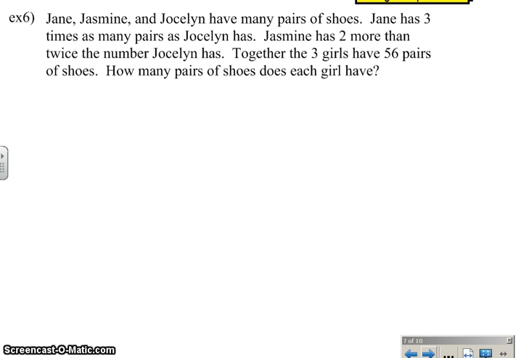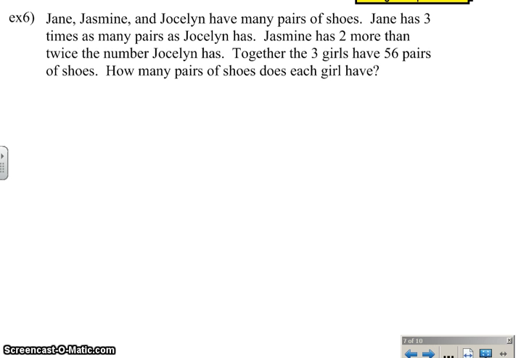Example 6, now we've got a word problem. All right, in the word problem here, we're told that Jane, Jasmine, and Jocelyn have many pairs of shoes. Jane has 3 times as many pairs as Jocelyn. Jasmine has 2 more than twice the number Jocelyn has. Together, the 3 girls have 56 pairs of shoes. How many pairs of shoes does each girl have? You're definitely going to want to keep in mind the 6 steps to solving word problems. And there'll be a reminder of those 6 steps at the end of this video in case you didn't get them in class.